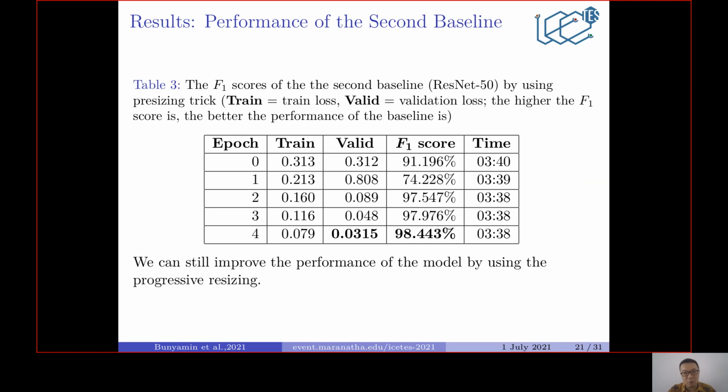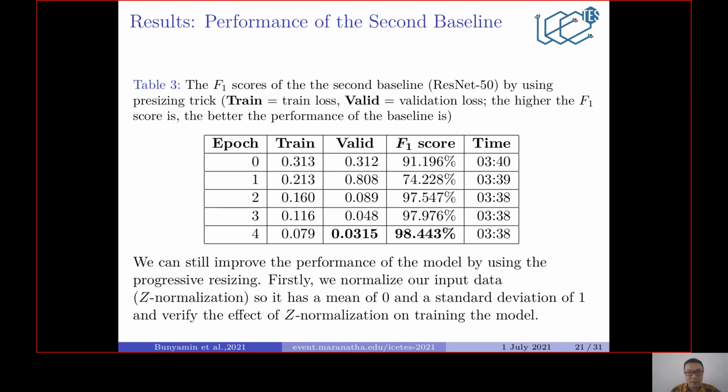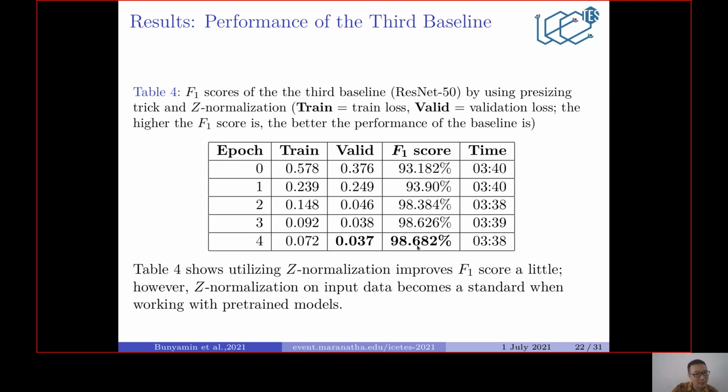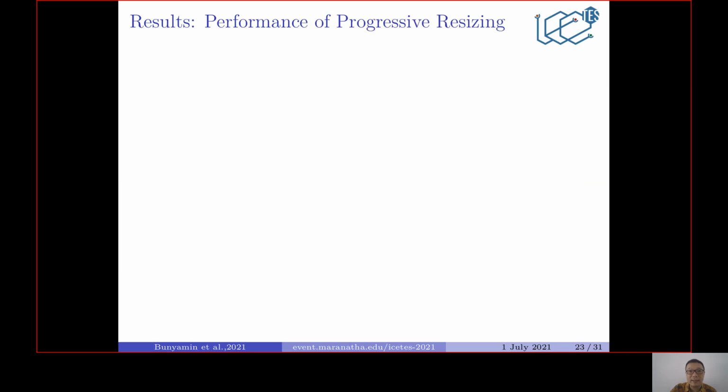And we try to do the Z normalization. That means the mean of the pixels in our image becomes 0, and the standard deviation becomes 1. But as you can see, it's not significantly improved, from 98.4 to 98.6. But Z normalization is a standard when we work with pre-trained models.